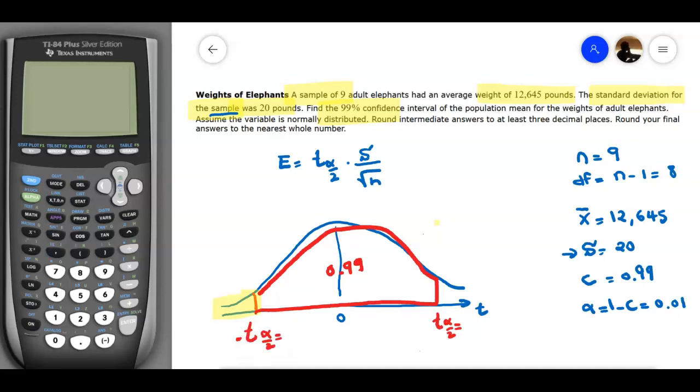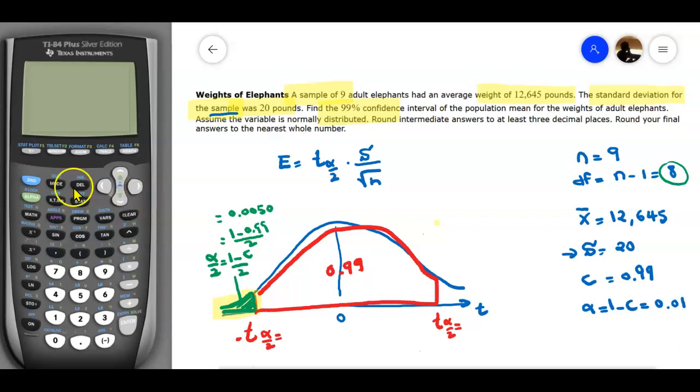If I know this area over here, I will be able to use a calculator. Here you're going to imply that's alpha over 2, and whatever is (1 minus C) over 2 basically. It's going to be 1 minus the confidence interval divided by 2, and this is going to be 0.005. Once I get this, and the degree of freedom as well, I get the area, I'm ready to find my T value.